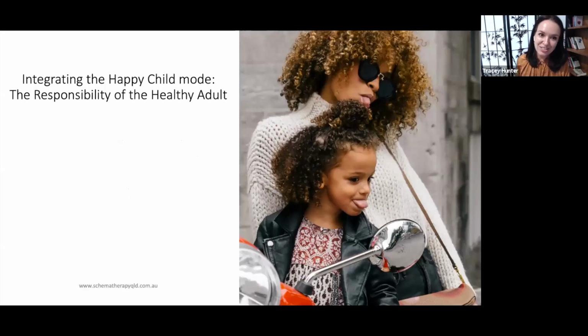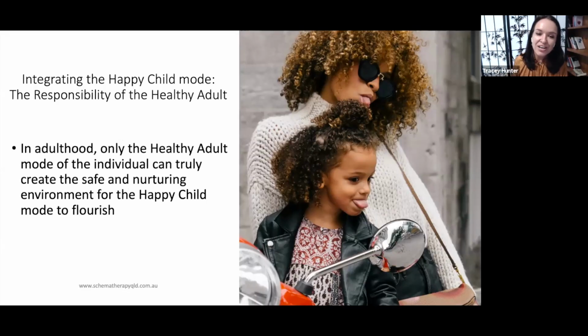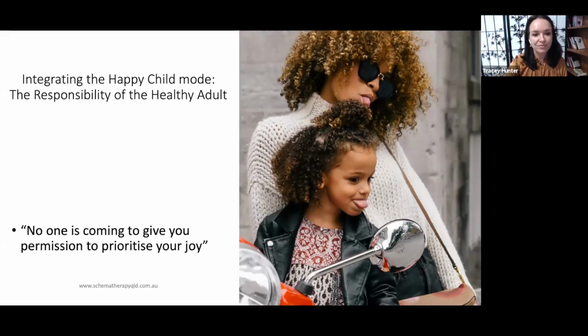So integrating the happy child mode is the responsibility of the healthy adult. In adulthood, only the healthy adult mode of the individual can truly create the safe and nurturing environment for the happy child mode to flourish. So no one is coming to give you permission to prioritize your joy.